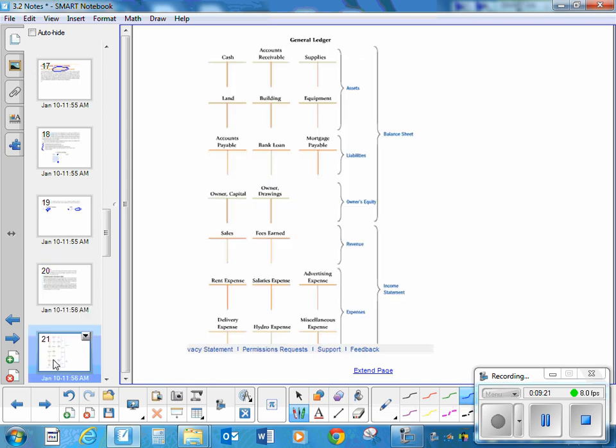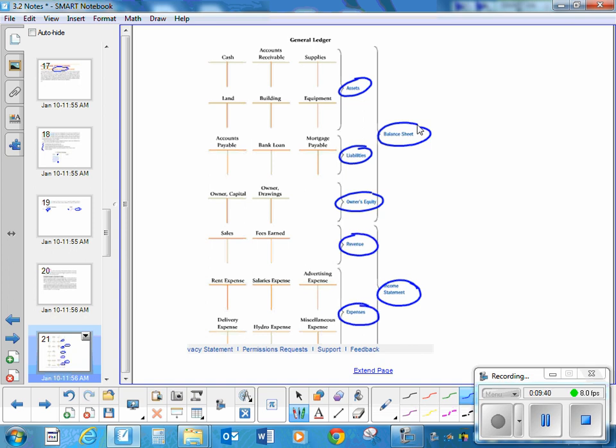Okay? So when you put it all together, this is what it looks like now. You have your assets. It's kind of small. This is your balance sheet. You have your assets, your liabilities, your owner's equity. This is your income statement. On your income statement, you have your revenue and you have your expenses.